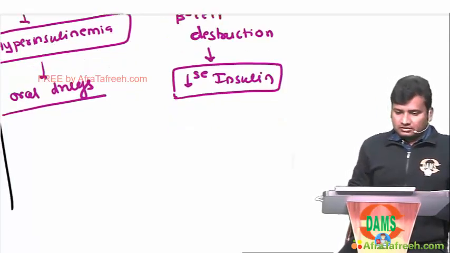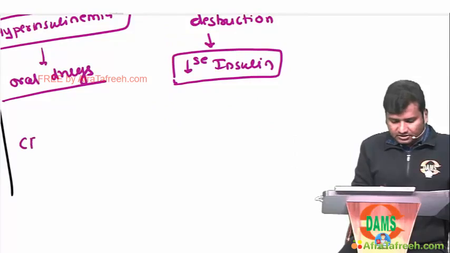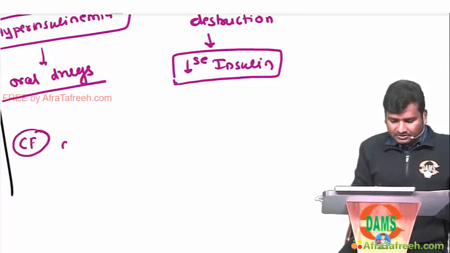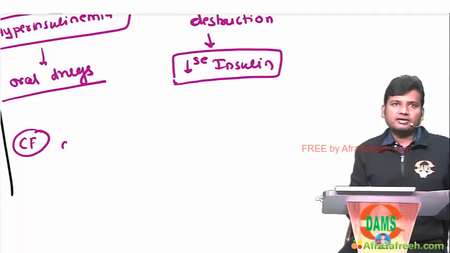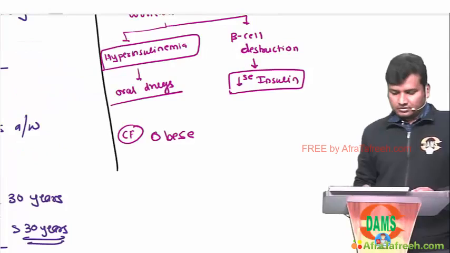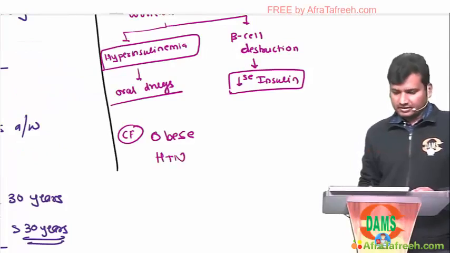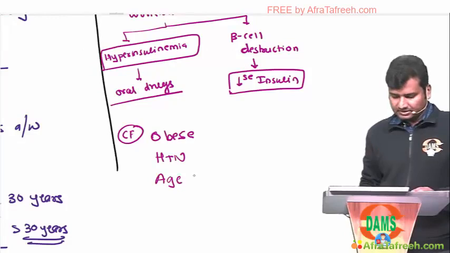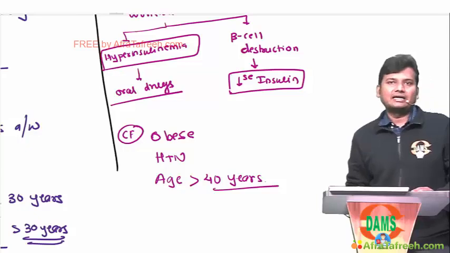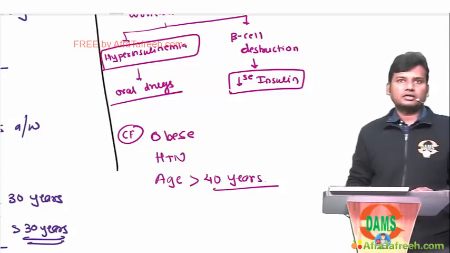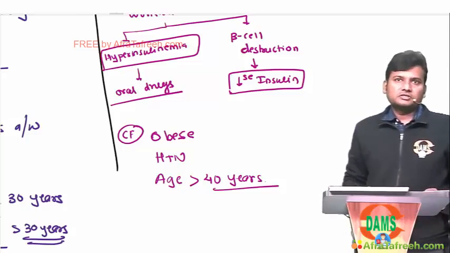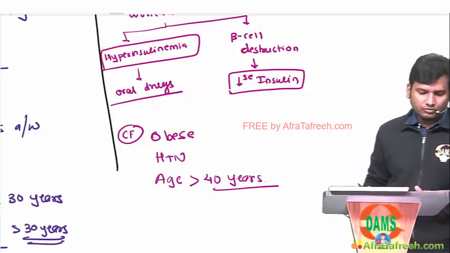Okay. Now clinical features of these patients in type 2 diabetes: generally these patients are obese, they are having hypertension, and age of the patient is generally more than 40 years. And in treatment, generally first we give oral drugs and then we will shift to insulin. Okay, this is type 2 diabetes.